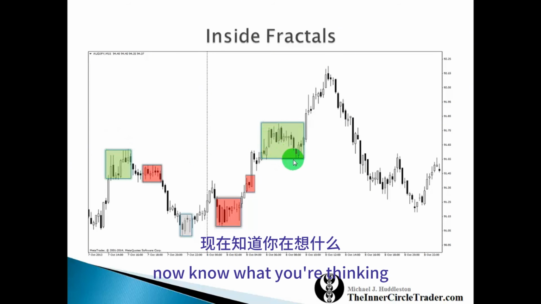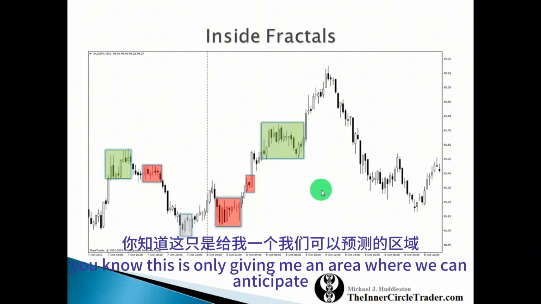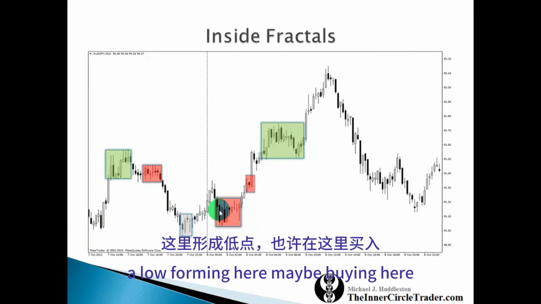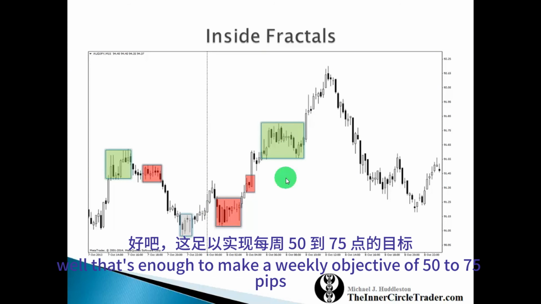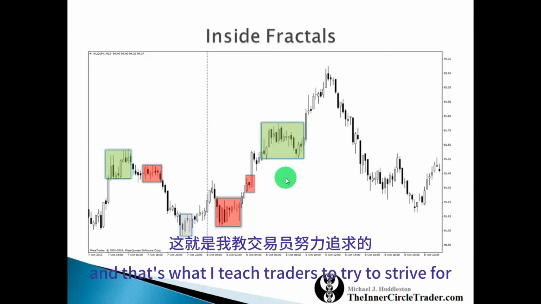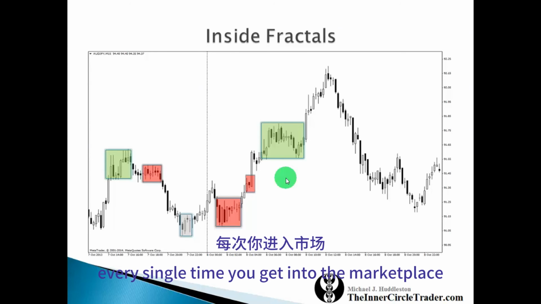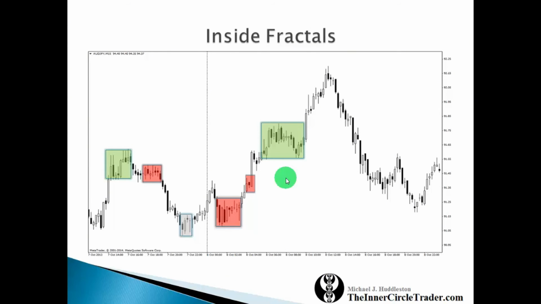Now I know what you're thinking. It went higher, Michael. This is only giving me an area where we can anticipate a low forming here, maybe buying here, maybe buying in here, just to get an area to move. Well, that's enough to make a weekly objective of 50 to 75 pips. And that's what I teach traders to strive for, not to try to hit home runs every single time you get into the marketplace.